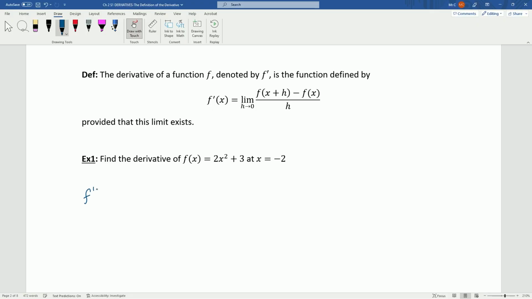So we just want to apply the definition here. And it's always a good idea to write out the expression for the definition that you're going to use. And here we're using this version of the definition. All right, so we've got f of x plus h minus f of x all over h.